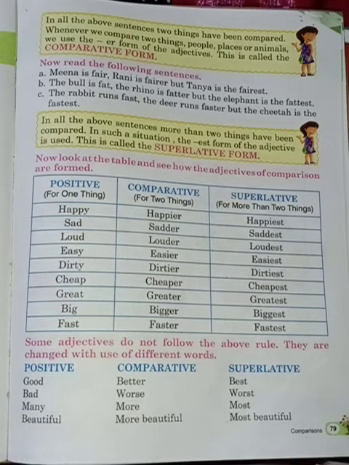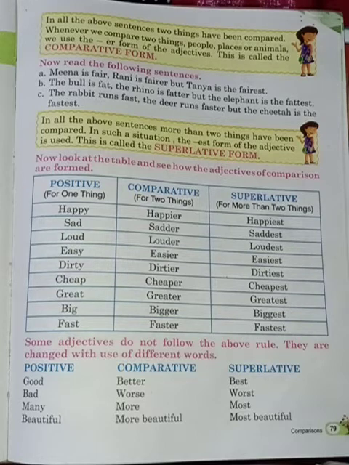Next, superlative. Students, superlative is for more than two things. Means when we compare one person with more than two people. Like example, Mohan is the happiest boy in our class. So, in this sentence, Mohan is the happiest boy in our class. Students, this sentence tells us that in the class all are happy, but above all, the boy Mohan is the happiest boy in the class.